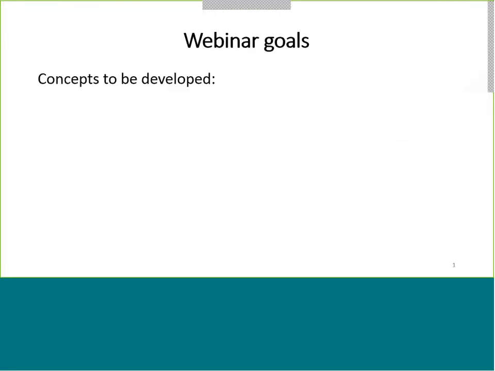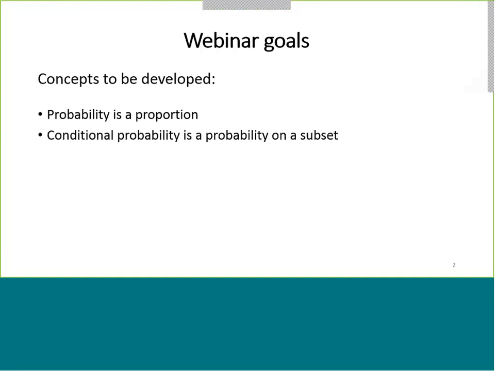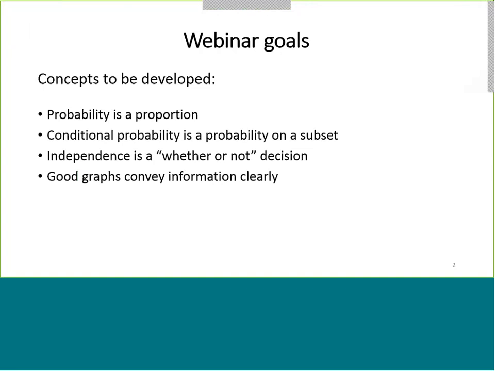So tonight we have several webinar goals. Some are conceptual and some involve the technology. Some of the concepts that we'd like to develop are the idea that probability is a proportion, that conditional probability is a probability on a subset, that independence is a whether or not decision, and that good graphs convey information clearly.